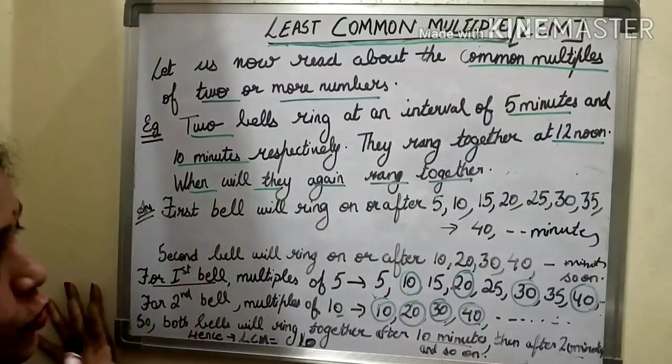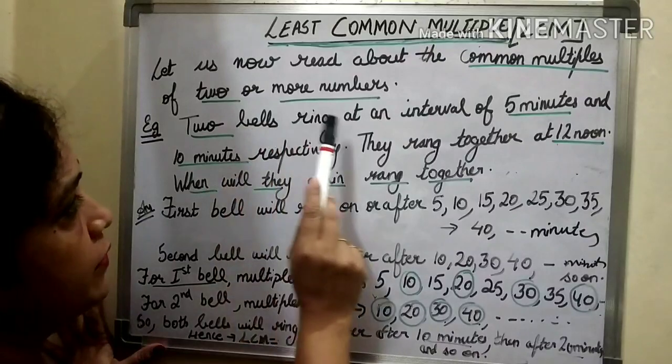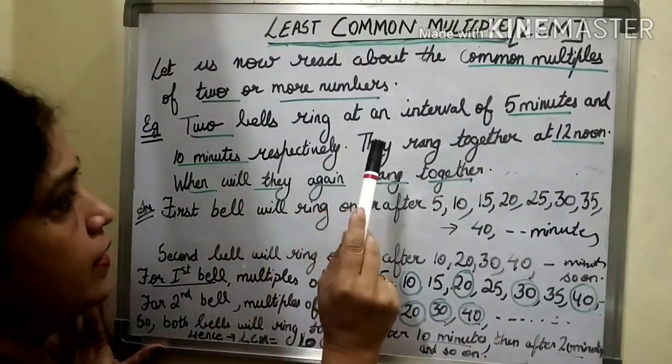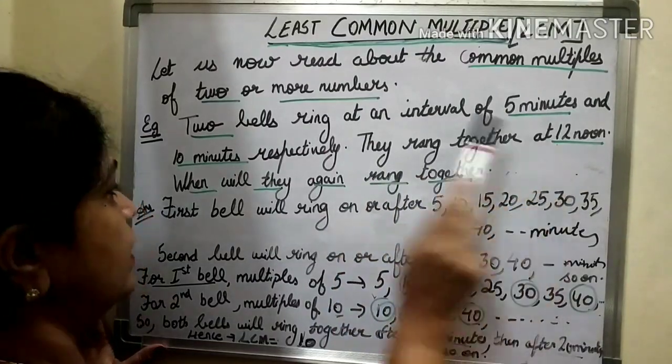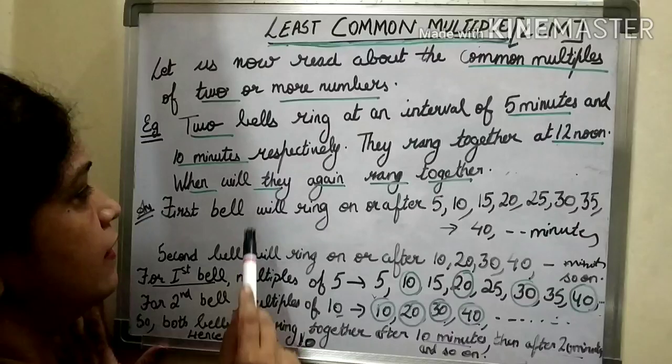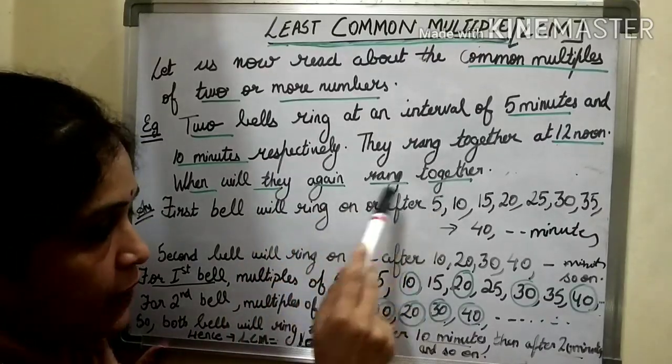Now let us go through this example. Two bells ring at an interval of 5 minutes and 10 minutes respectively. They rang together at 12 noon. When will they ring together again? We have to find it out.